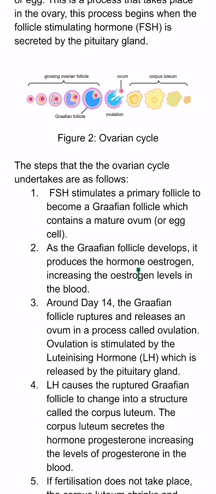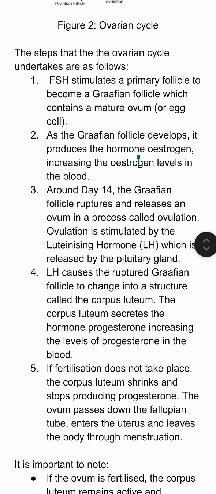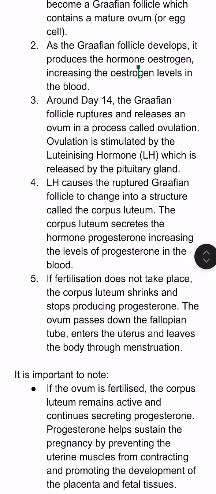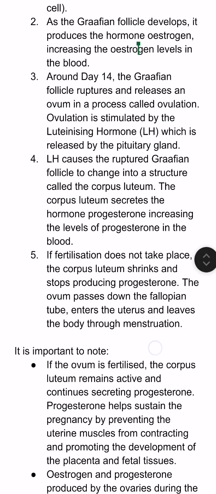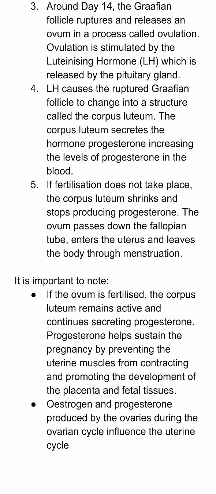Then the Graafian follicle develops, and it produces a hormone, estrogen, increasing the estrogen levels in the blood. Then around day 14, the Graafian follicle ruptures and releases the ovum, and this process is called ovulation. Ovulation is stimulated by the luteinizing hormone, so it's very important to know the types of hormones that are involved in all these processes. For example, in ovulation, the luteinizing hormone is the one that is involved.